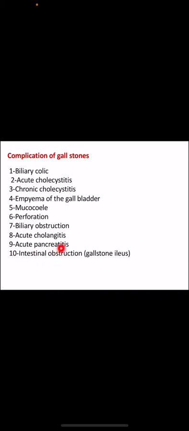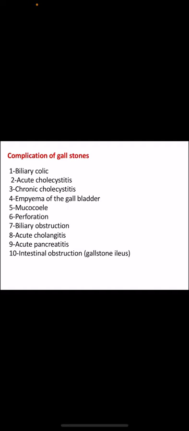Acute pancreatitis. During the passage of the stone from the gallbladder to the common bile duct to the intestine, it would cause obstruction to the pancreatic duct, and this obstruction leads to triggering of the pancreatic enzymes, leading to acute pancreatitis. And the last complication is the intestinal obstruction by the gallstone ileus. A stone from the gallbladder will pass to the duodenum through an abnormal communication between the gallbladder and the duodenum, which is called the cholecystoduodenal fistula.